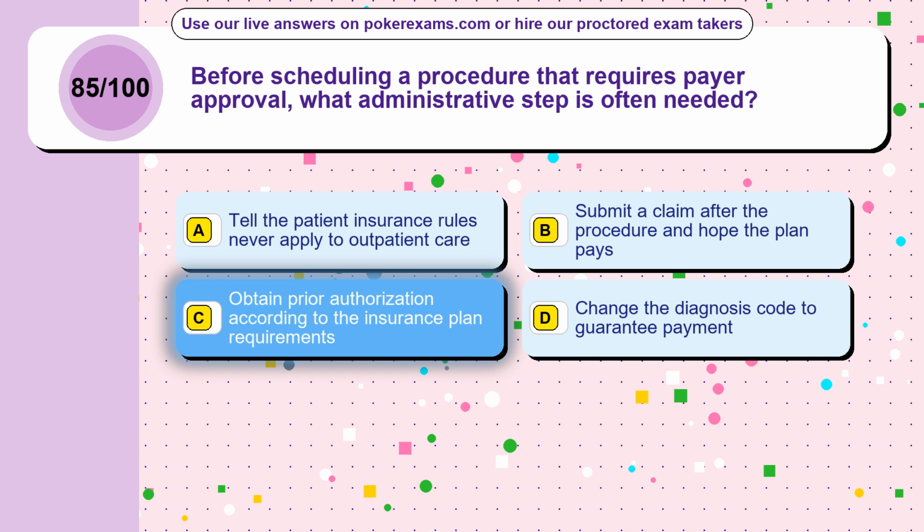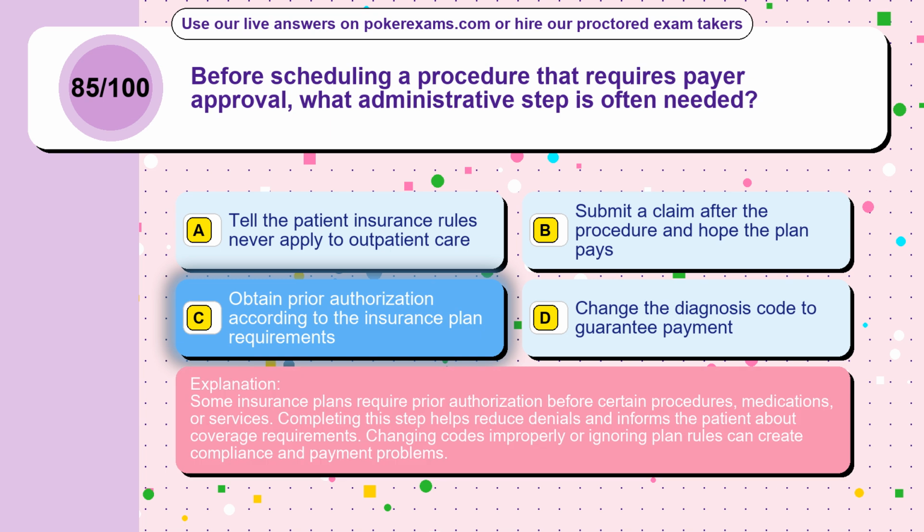The correct answer is option C. Obtain prior authorization according to the insurance plan requirements. Some insurance plans require prior authorization before certain procedures, medications, or services. Completing this step helps reduce denials and informs the patient about coverage requirements. Changing codes improperly or ignoring plan rules can create compliance and payment problems.